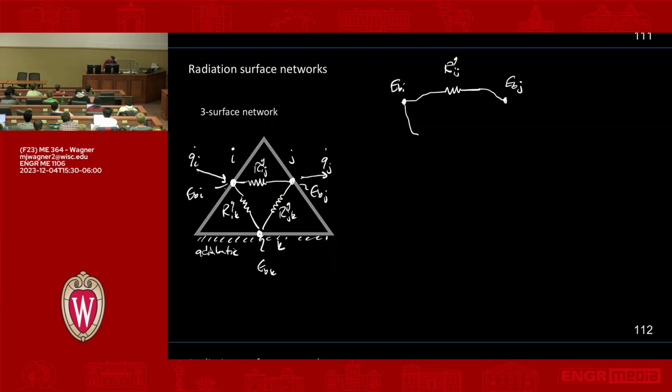So one is to go down here. This is resistance RGIK. And then I have the second one here, which is RG from J to K. This node here is EBK. And then coming in here, I have a heat transfer Q dot IJ. Let's call this Q dot IJ total.